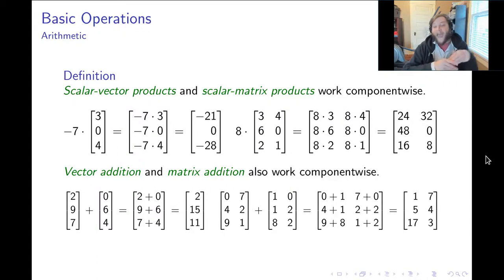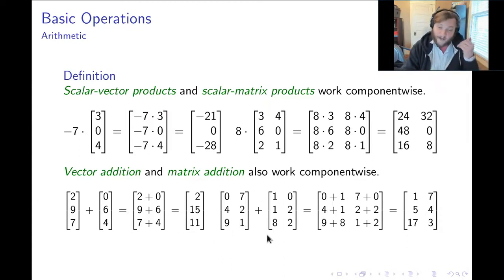We can also add vectors and add matrices as long as those vectors have the same size and as long as those matrices have the same size. So here I have two vectors in R3. The first vector is 2, 9, 7, and the second vector is 0, 6, 4. The rule for adding these vectors together says simply match the corresponding coordinates, add those coordinates together, and record the result. So the idea here is that 2 plus 0 is equal to 2, 9 plus 6 is equal to 15, and 7 plus 4 is equal to 11. So when we add these vectors in R3 together, we produce a new vector in R3.